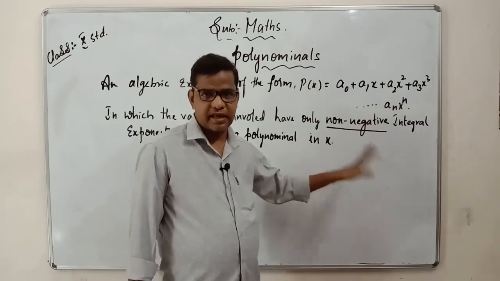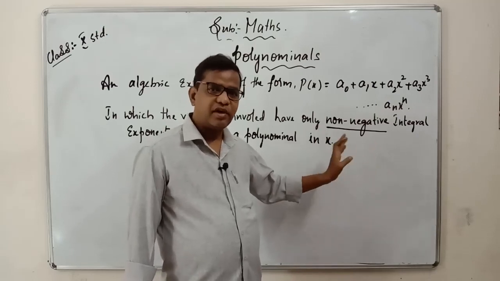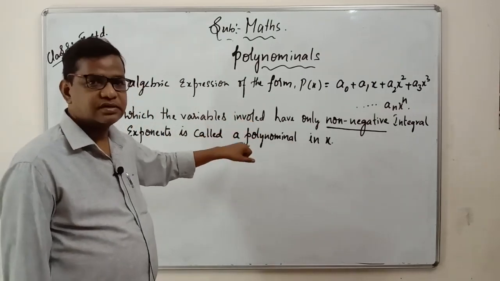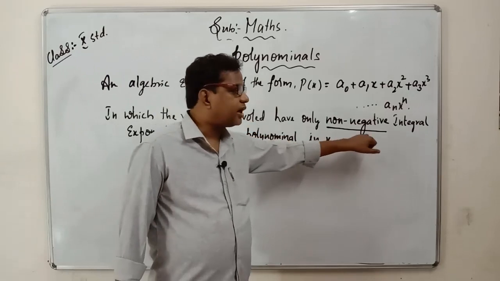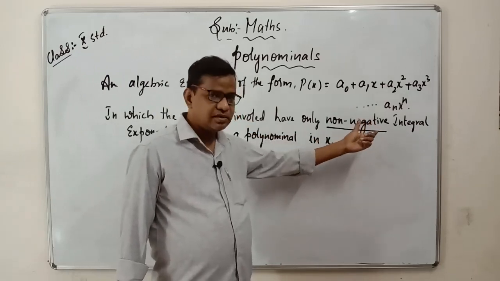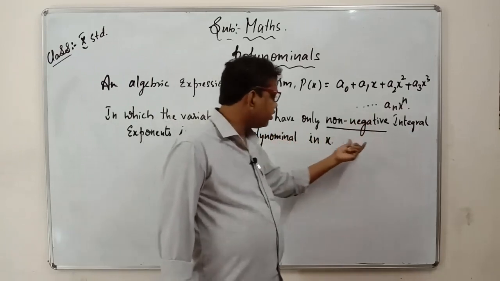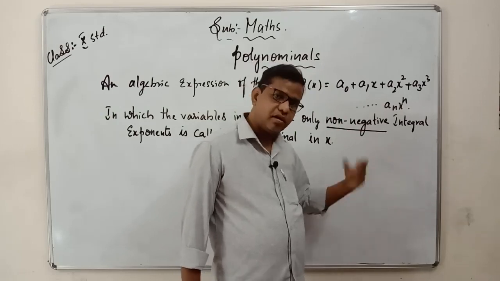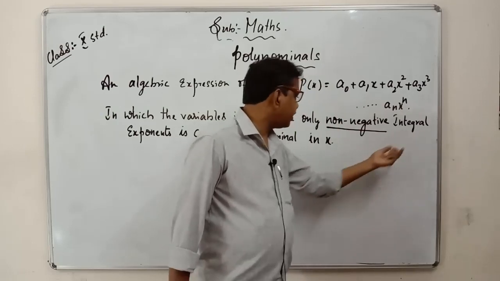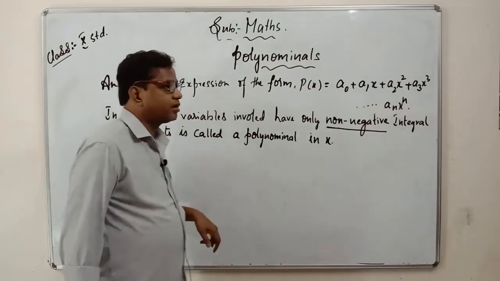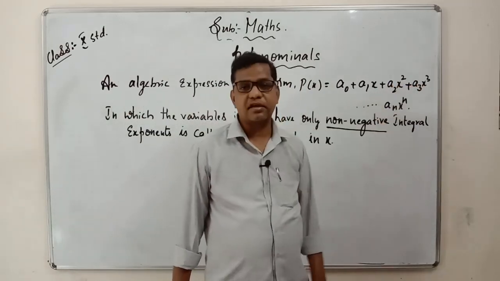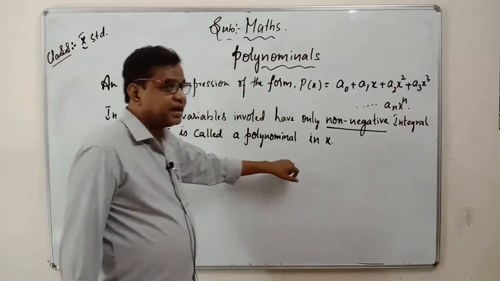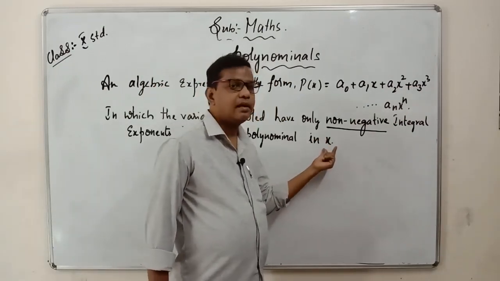I will give many examples, and let you know what exactly this means. So the variables involved have only non-negative integral exponents, which means a positive one. This is the special thing in maths. Instead of telling you positive, he has used the word non-negative, which means a positive one. I told you already what exponents are. If you see 2, 3, these are the exponents. 2 is an exponent, 3 is an exponent. This is called a polynomial in x.